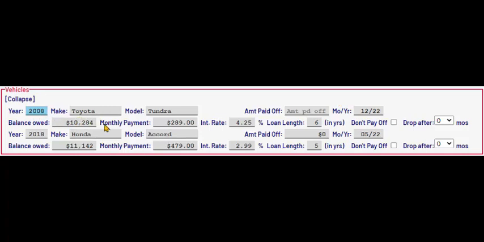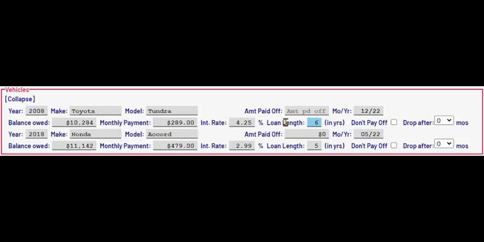Next is the balance owed. Pretty straightforward. Monthly payment, interest rate, and the loan length in years. Now typically we talk about loan lengths in vehicles in months, and so one of the common mistakes is that someone will put in it's a 48-month loan, but because we want this in years, we are not talking about 48 years for a car, so we actually convert that. So if you put in a 72, instead it will convert it to 6 years.